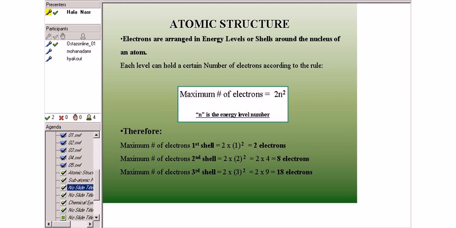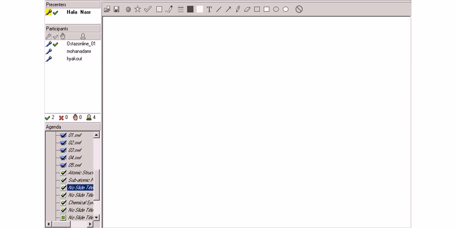Now, as you see in here, electrons are arranged in energy levels. Sometimes they are known as energy shells around the nucleus of the atom. Each level can hold a certain number of electrons according to the rule that says the maximum number of electrons is equal to 2n to the power 2. N is the energy level number. Now let's try it and see how we do it.